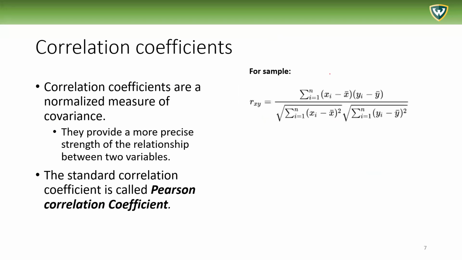The sample version is essentially the same thing, but there are some small variations when we're dealing with sample data versus population data. It's going to look kind of identical, but it's broken down.